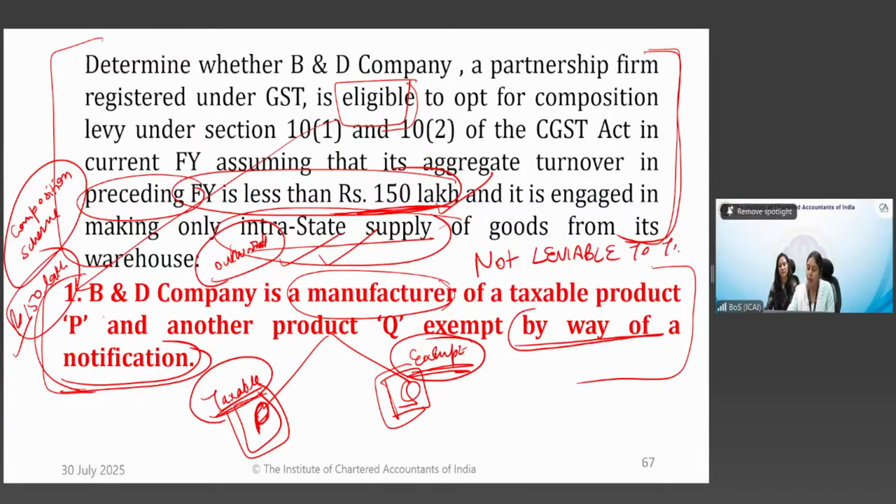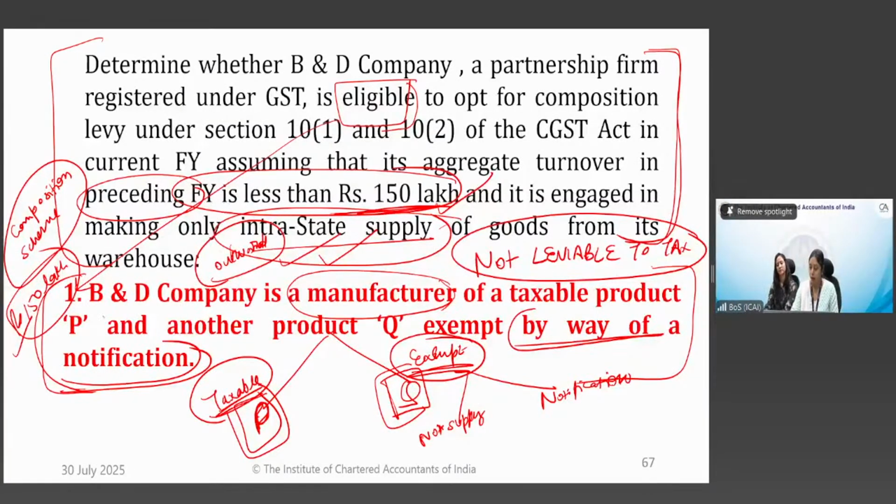If he is making any supply which is not leviable to tax. Now there is a difference between not leviable to tax and exempt supply. If you go by the definition of exempt supply, it includes the non-supplies, that means something which is not leviable to tax, as well as exempt by way of notification.